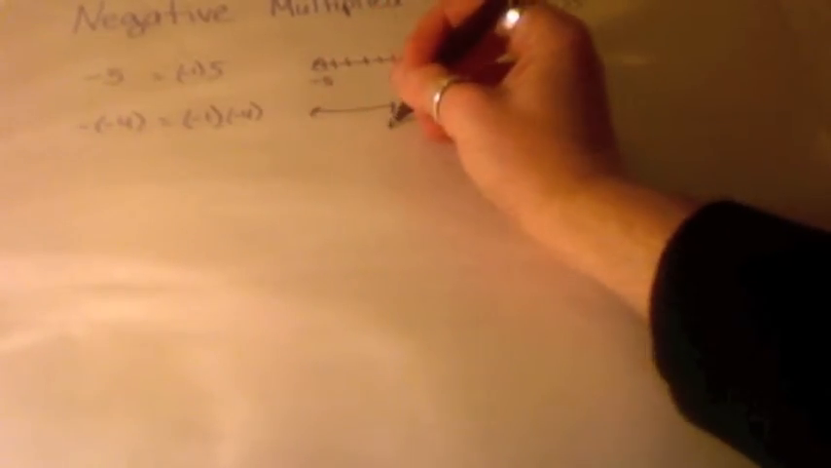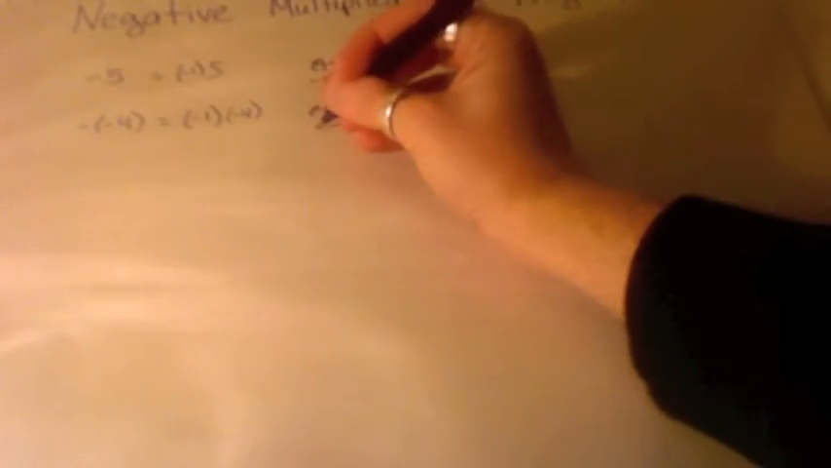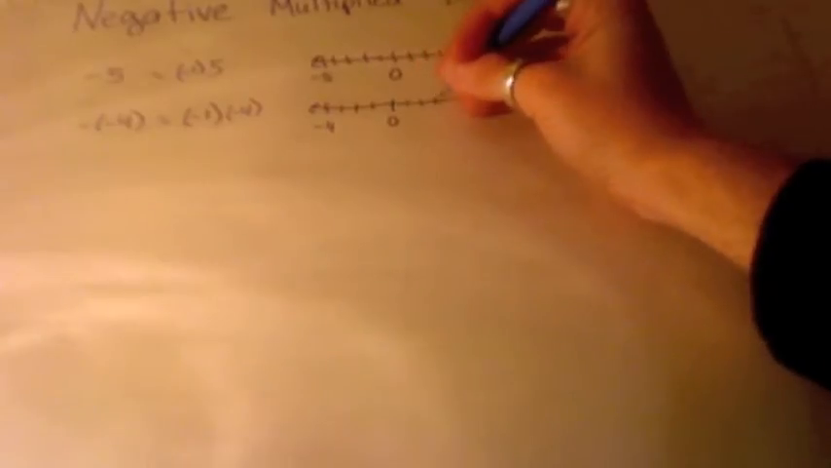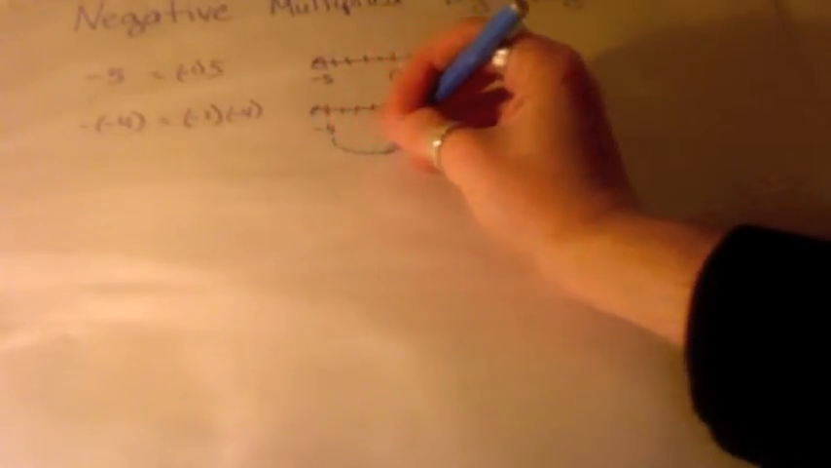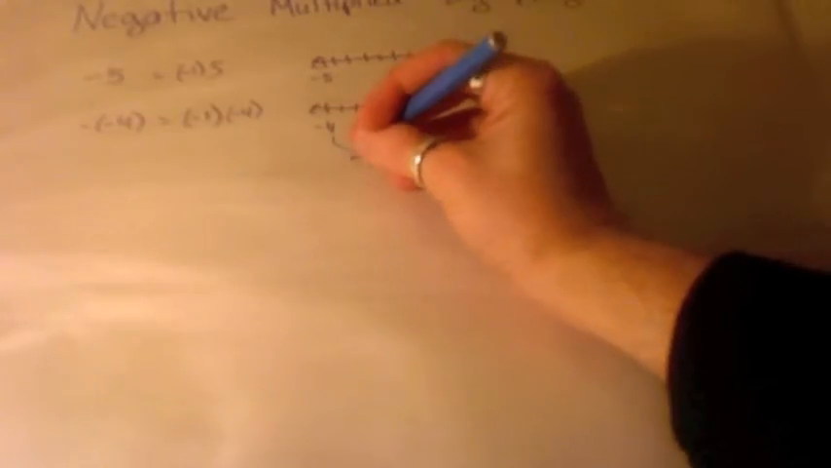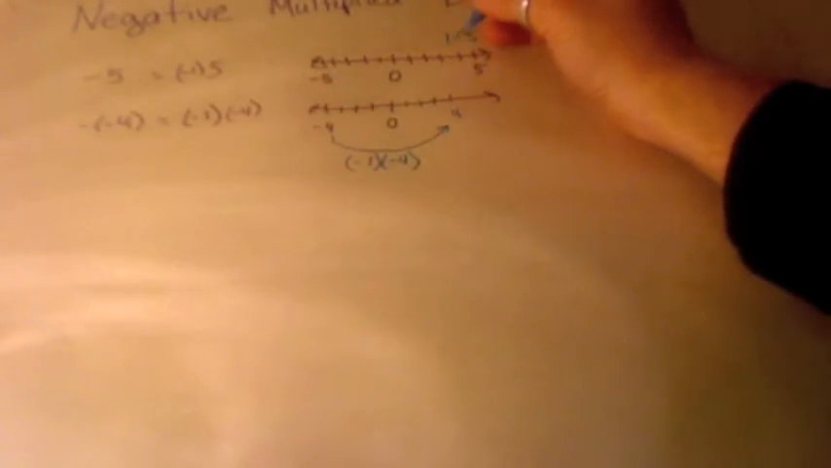Well, -4, here's 0. When I multiply it by -1, what it's going to give me is a number that is 4 away from 0, but on the opposite side of the number line. What number is that? That is +4. So multiplying -1 times -4 creates +4, much like multiplying 5 by -1 created a negative number.